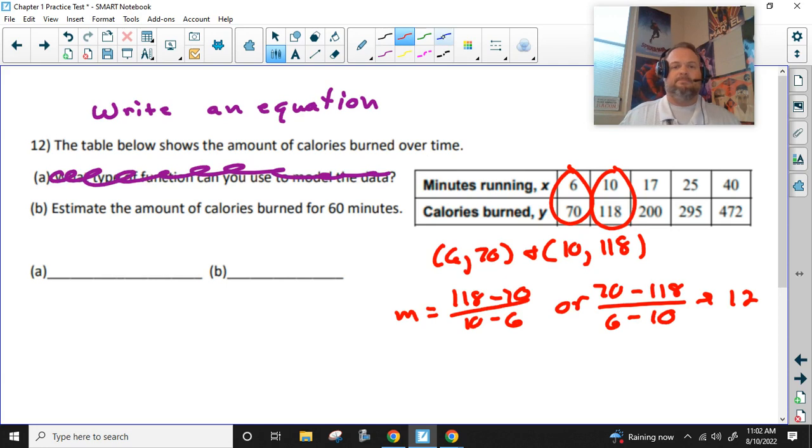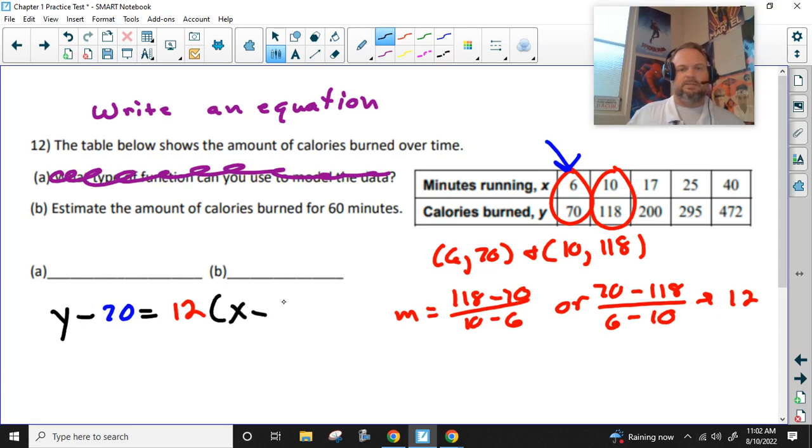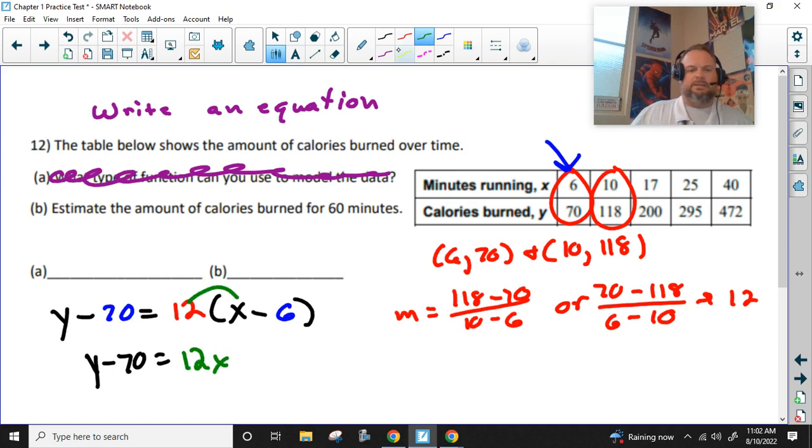So we got our M. Let's use this as our X1, Y1. Y minus 70 equals 12 times X minus 6. Okay. So we've plugged that in. 12 times X is 12X. 12 times 6 is 72. Okay, good.